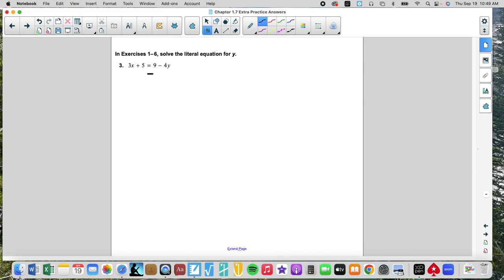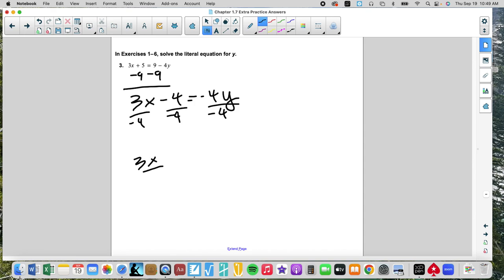I'm going to move the 9. That leaves me with 3x minus 4 equals negative 4y. Don't forget that negative. Divide everything by negative 4, which gives you 3x over negative 4 plus 1 equals y.